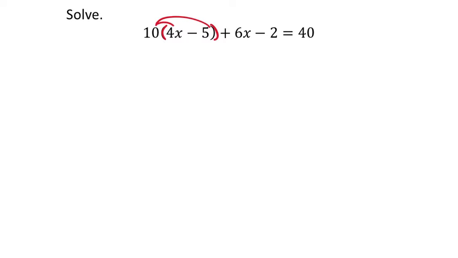So in working with this then, I've got 10 groups of 4x's. So 10 times 4x's, that'd be 40x's.